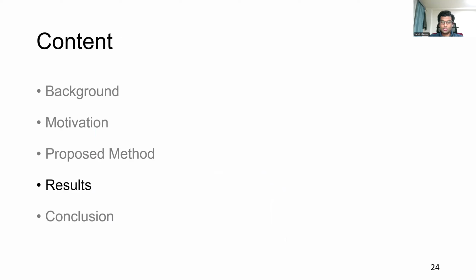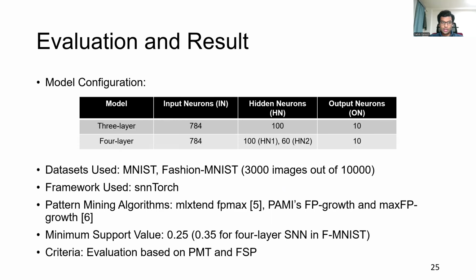Now, I'd like to talk about the results. Here's the setup that we used. This is the model configuration. We used MNIST and Fashion MNIST datasets for testing. We used SNN Torch framework for building SNN models. We used the following pattern mining algorithms: MLXtend FP max, PAMI's FP growth, and max FP growth. And this was the minimum support value that was calibrated for these pattern mining algorithms. Our evaluation criteria was based on PMT and FSP.